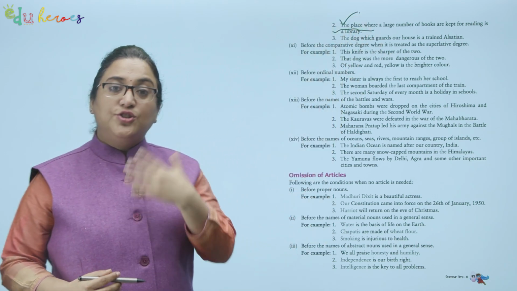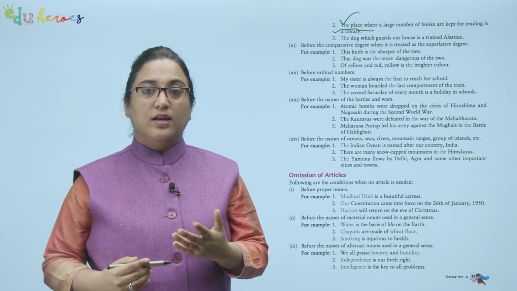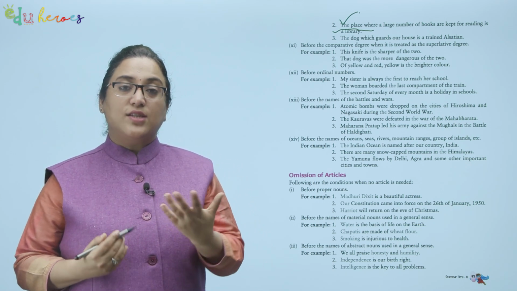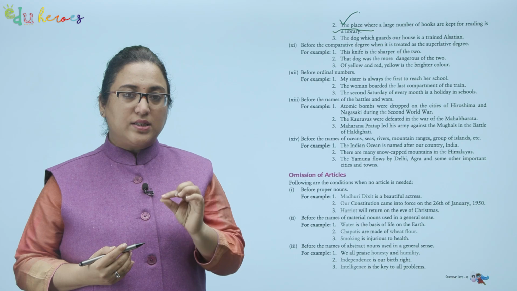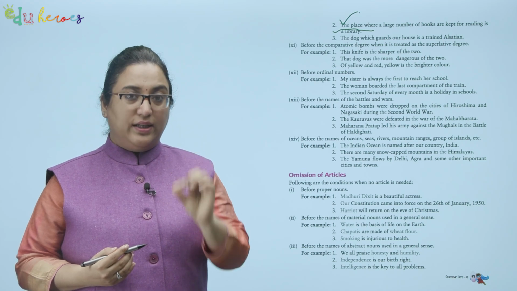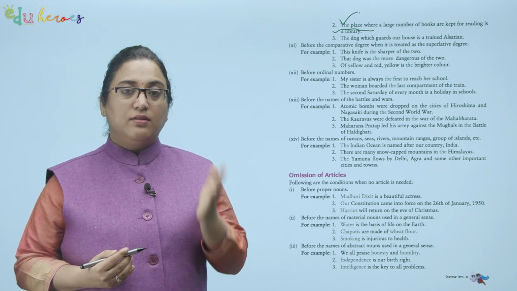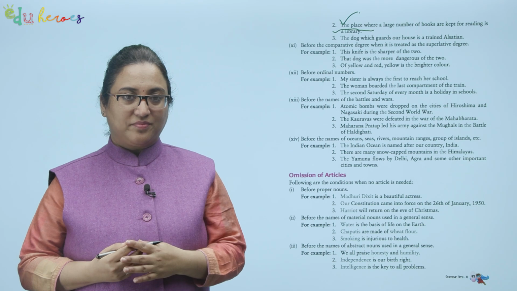Similarly, the dog which guards a house is a trained Alsatian. Here we are pinpointing that particular dog only. Hence, we use the prior to dog.